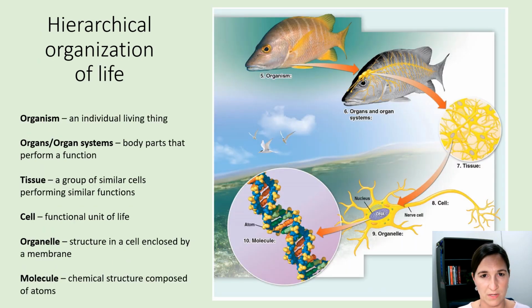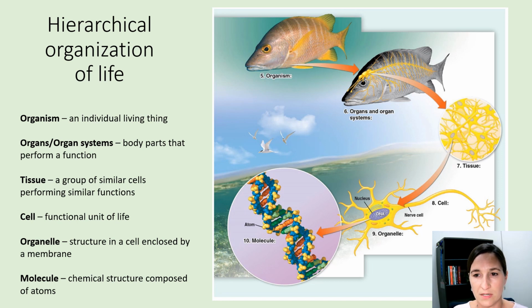Okay. We can zoom in even further and look at what makes up a population. Organisms. So here's one organism, and so that is just an individual living thing. Organisms are made up of organs and organ tissues. So here we're looking at the fish's nervous system. And so we can look at the brain and the spinal cord, right? So we're looking at its organs.